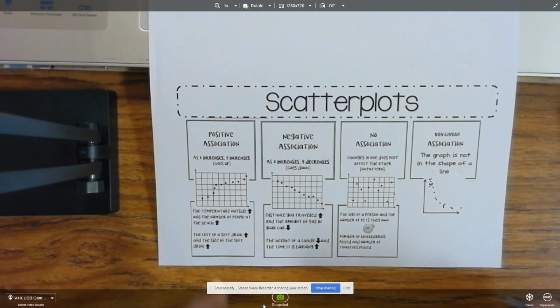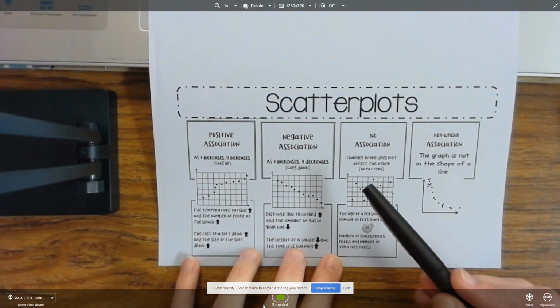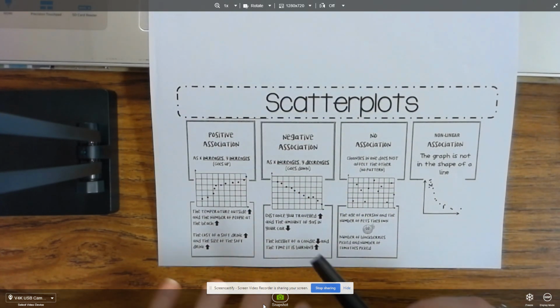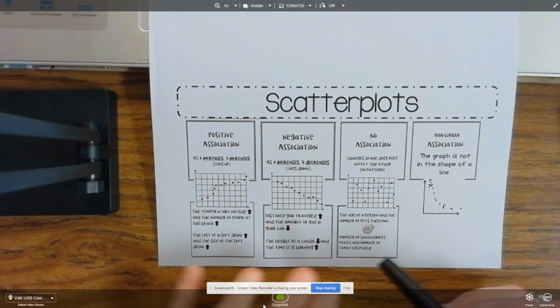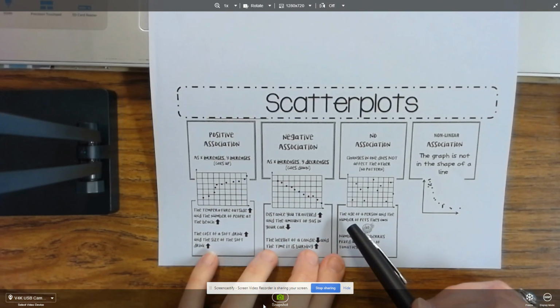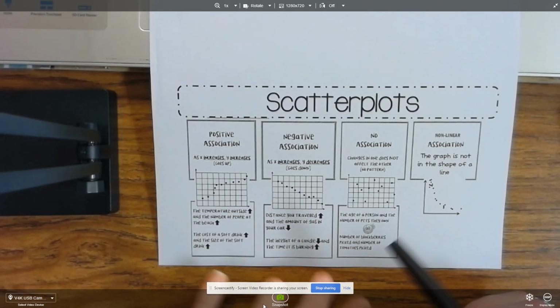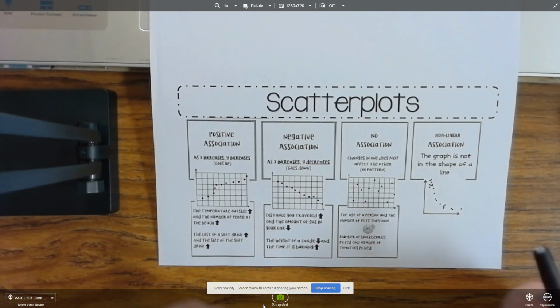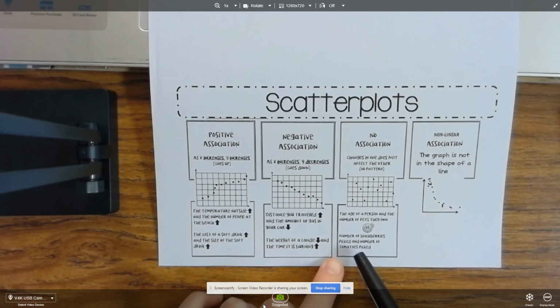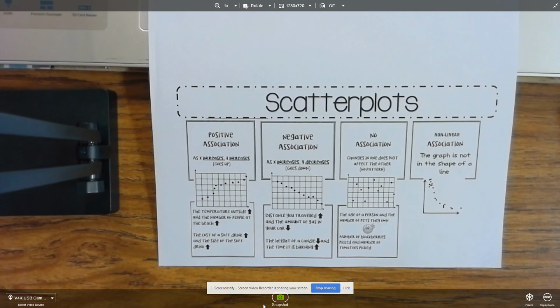And then no association, to me, it looks like we took a bag of marbles and we just threw it on the floor. It's this random, doesn't make sense. There's no clear trend or idea. So the age of a person and the number of pets they own. So the age of a person has no effect on how many pets they own, or the number of blackberries picked and the number of tomatoes picked. Those two things are not going to affect each other.